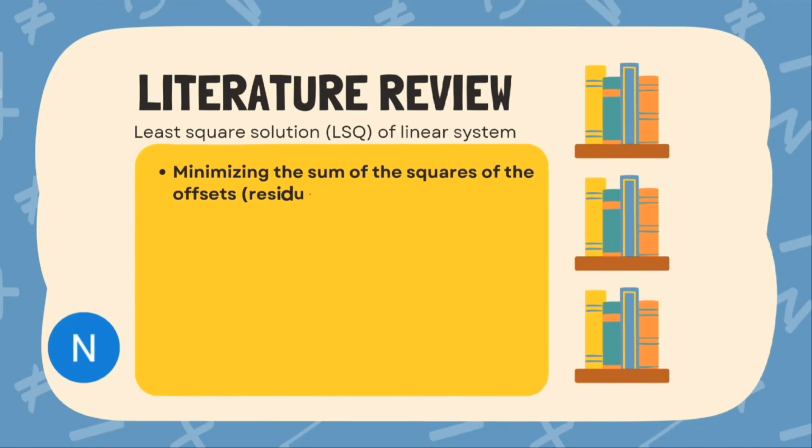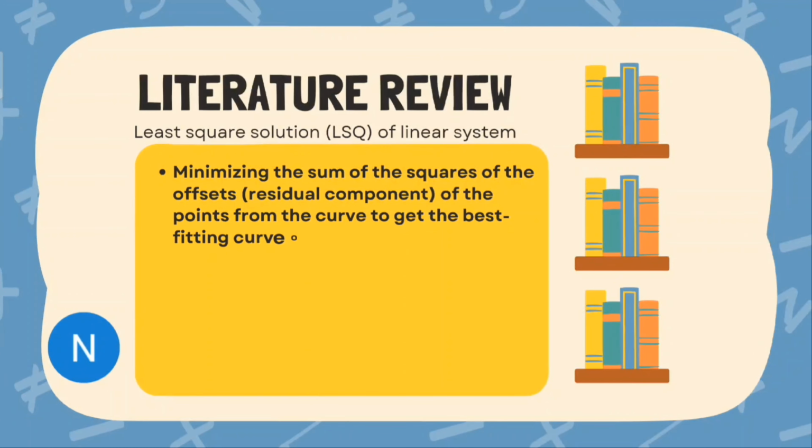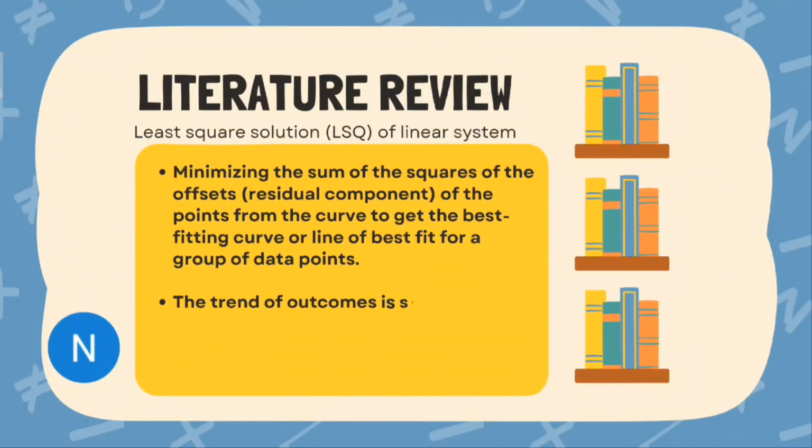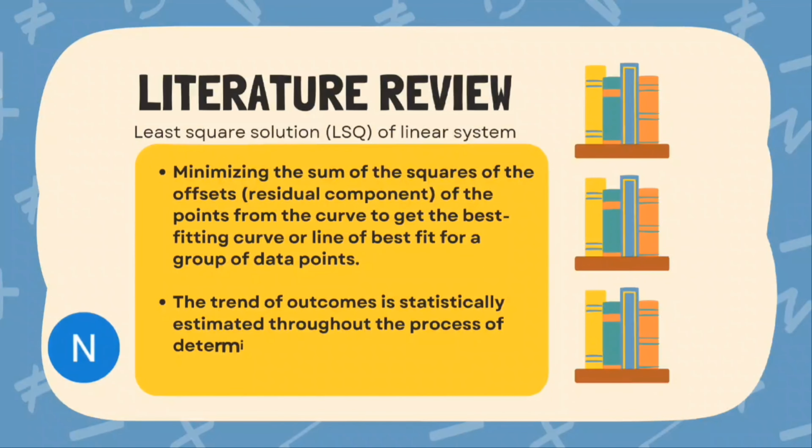For our literature review, the least square approach involves minimizing the sum of the squares of the offsets, the residual component of the points from the curve, to get the best fitting curve or line of best fit for a group of data points. The trend of outcomes is statistically estimated throughout the process of determining the relationship between two variables.